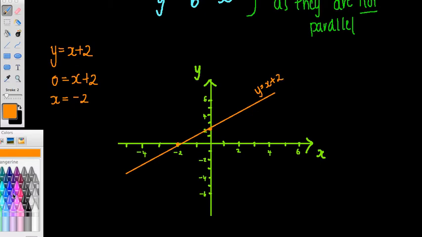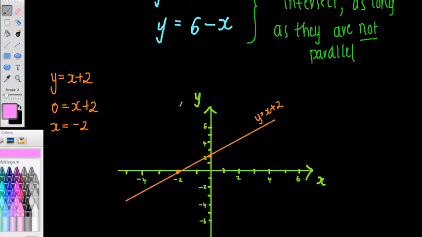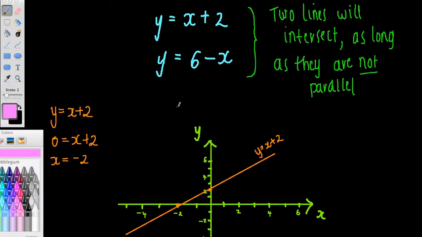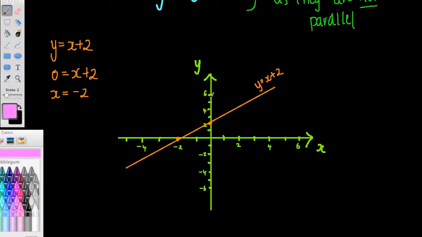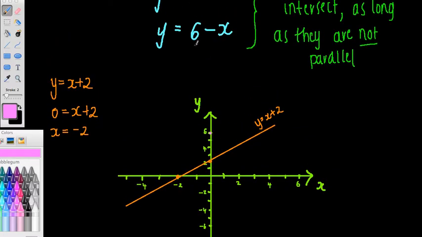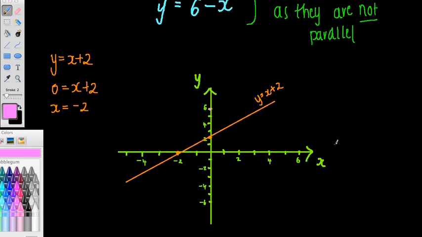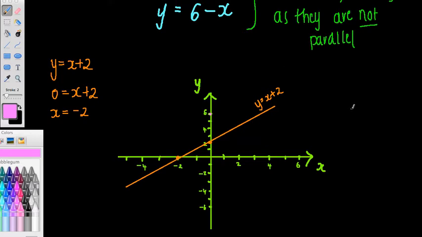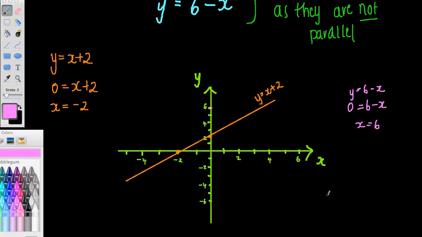Okay, let's graph this second one now. I'll use a different color. y is equal to 6 minus x. So it's cutting the y-axis at y equals 6. I get that from the rule. There it is there. Let's get the x-intercept now. The x-intercept occurs where y equals 0. So 0 equals 6 minus x. Therefore, x is equal to 6. So x is equal to 6 over here.